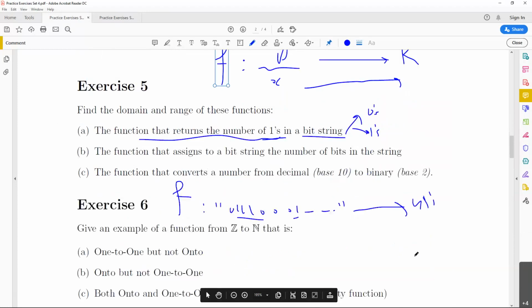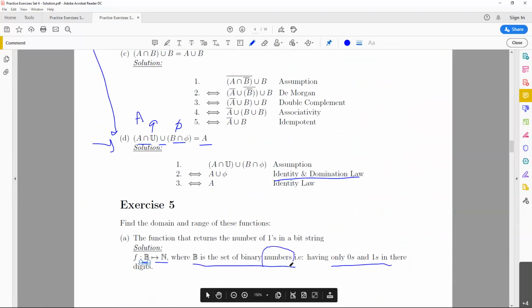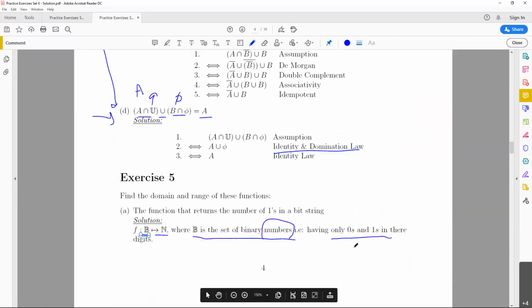What's the least number of ones we can have? 0. What's the most? There is no maximum. You just keep going, keep going. This is the set N. So a function f from B to N, where B is the set of binary strings, that is to say having binary numbers, that is, they only have zeros and ones. Okay, fair enough.